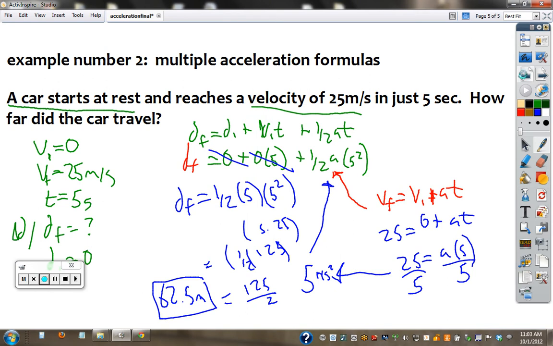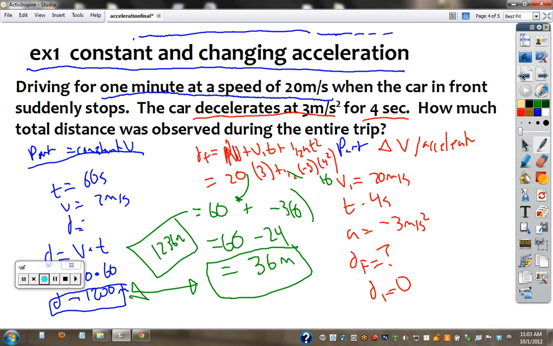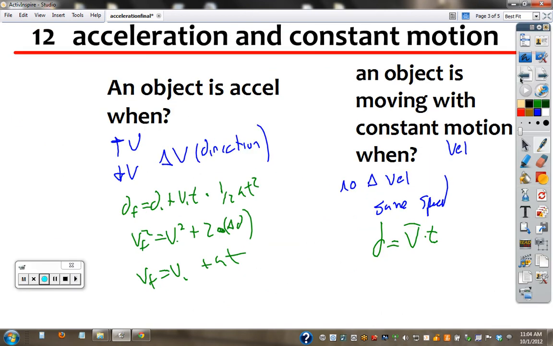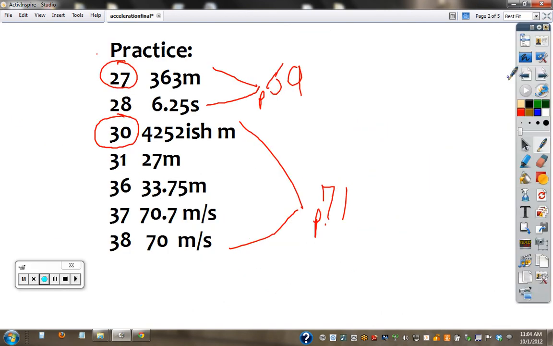At the end, in order to practice, these are complicated. They're not really new, but they are complicated. So on page 69 in your textbook, you have these 2 right here. And then 30 through 38 is on page 71. I want you to do those.